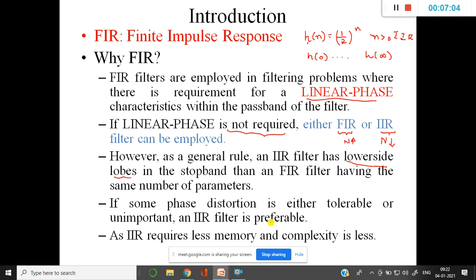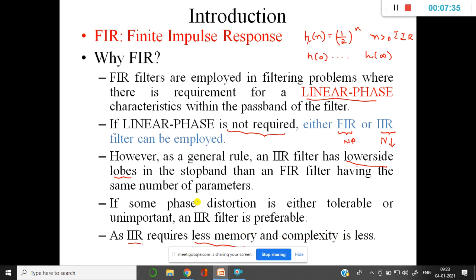In some applications, phase distortion is either tolerable or unimportant, so an IIR filter is preferable. That's what I told you. If you are not specific about linear phase, then an IIR filter is going to be the much preferred filter design. And the other important point, IIR requires less memory. This is one of the major advantages of the IIR filter, as well as the complexity being less.